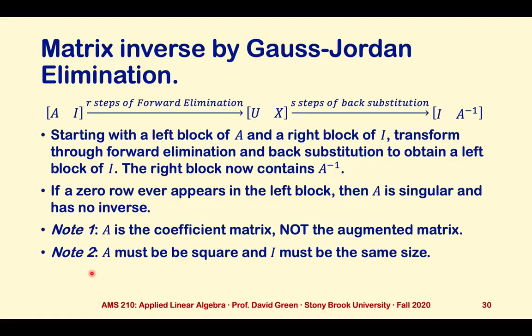Two things to keep in mind, mistakes that sometimes people make. In this context, A is the coefficient matrix, not the augmented matrix. Do not include a right-hand side in this construction of our starting matrix. Also, this only works for a square matrix. A non-square matrix can't have an inverse, so we can't use the same approach. And the size of I that we use has to be exactly the same size as A. So A and I have to be exactly the same size. Keep note of these couple little things. Okay.